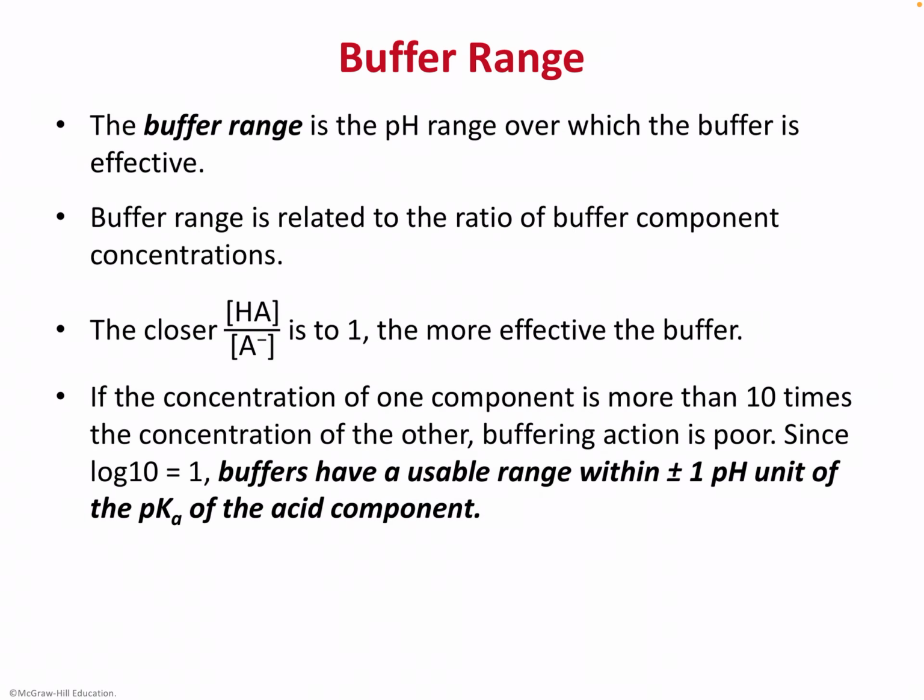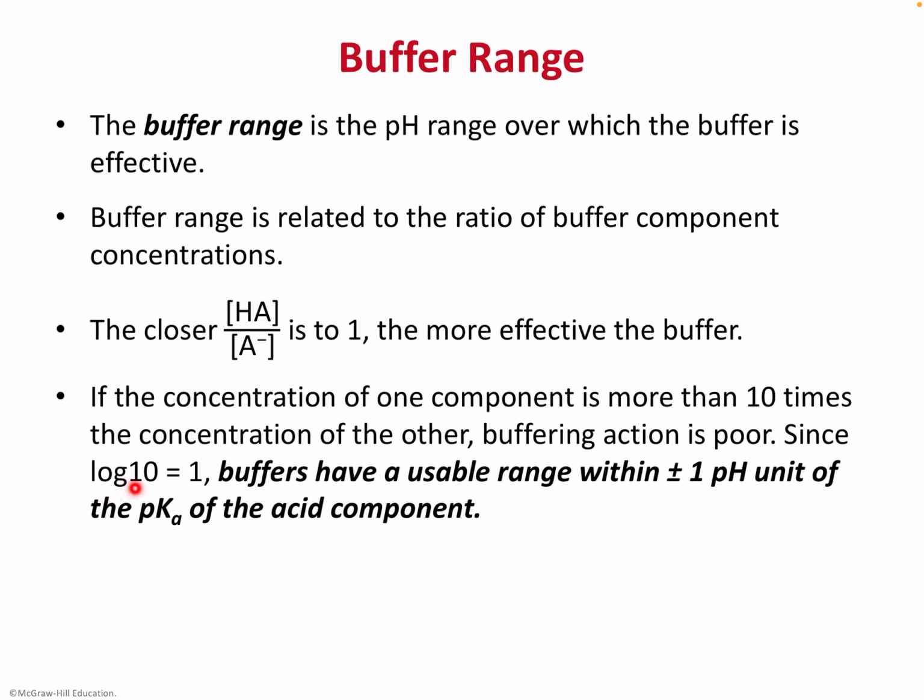Okay, and the buffer range. The buffer range is the pH range over which the buffer is effective. Buffer range is related to the ratio of buffer component concentrations. The closer the concentration of acid to its conjugate base is to 1, the more effective the buffer. If both of these are 1, 1, that would be wonderful, or 0.1, 0.1, or 0.5, 0.5, like that. If the concentration of one component is more than 10 times the concentration of the other, buffer action is poor.